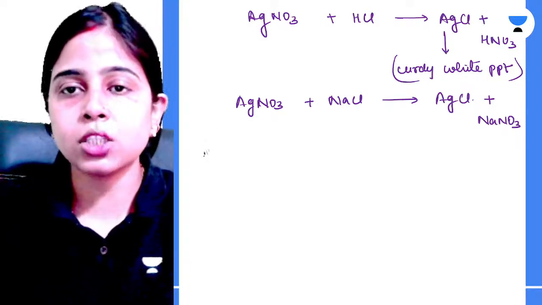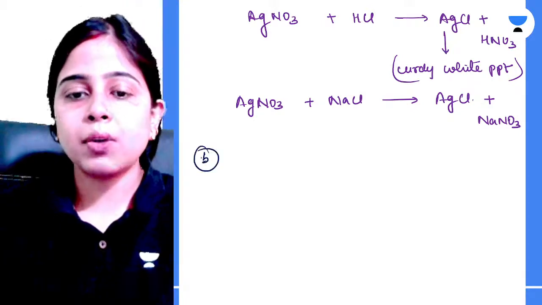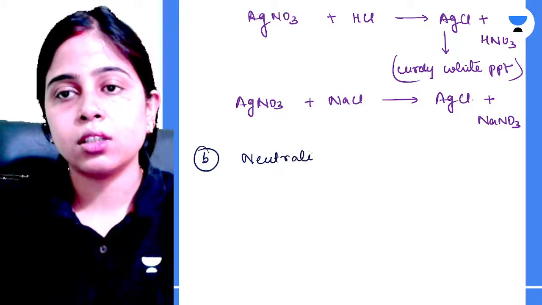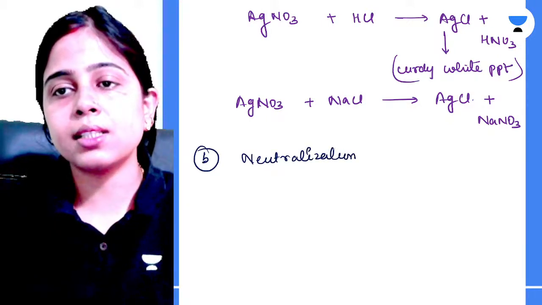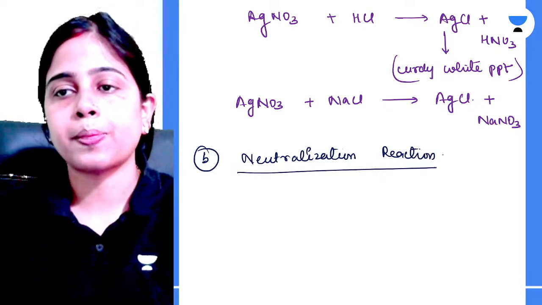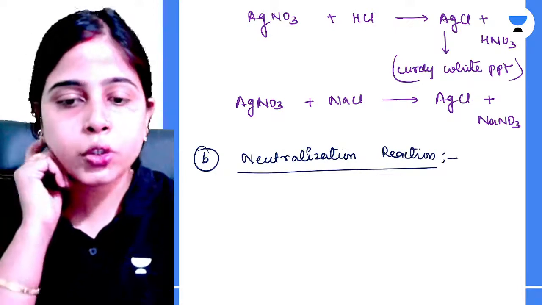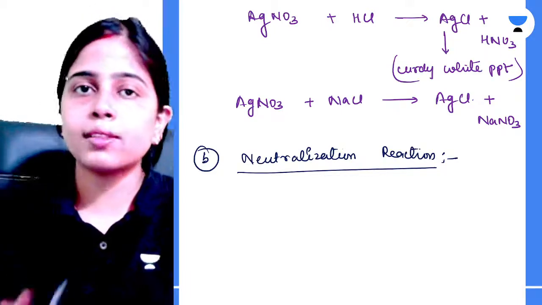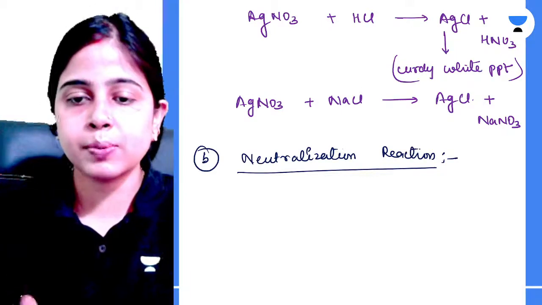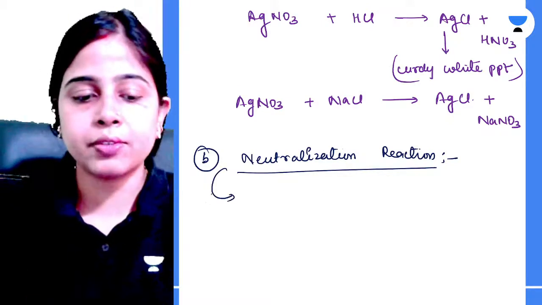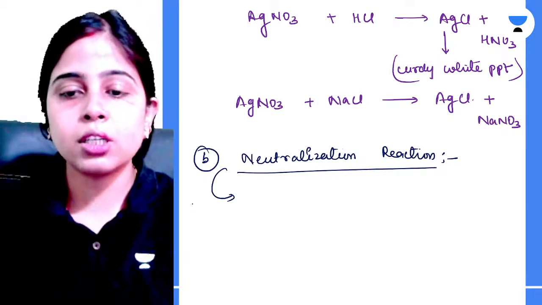The second type of displacement reaction is your neutralization reaction. So what happens in this neutralization reaction? Let me show you that example first. Okay, so this is also an example of double displacement reaction only. So before I show you any example, let's write its definition. Okay, so neutralization reaction, what happens?